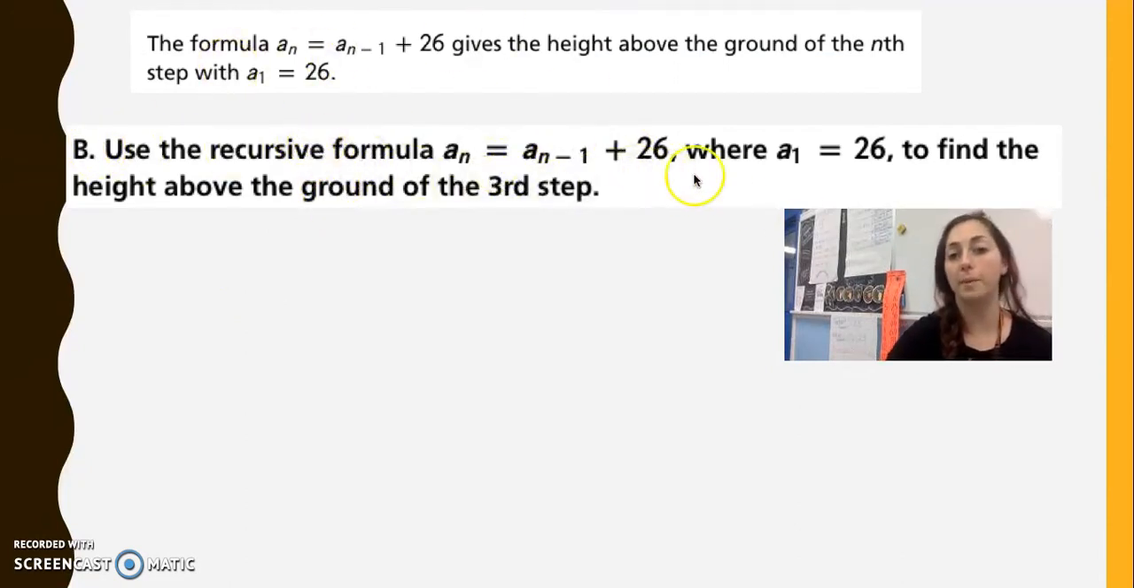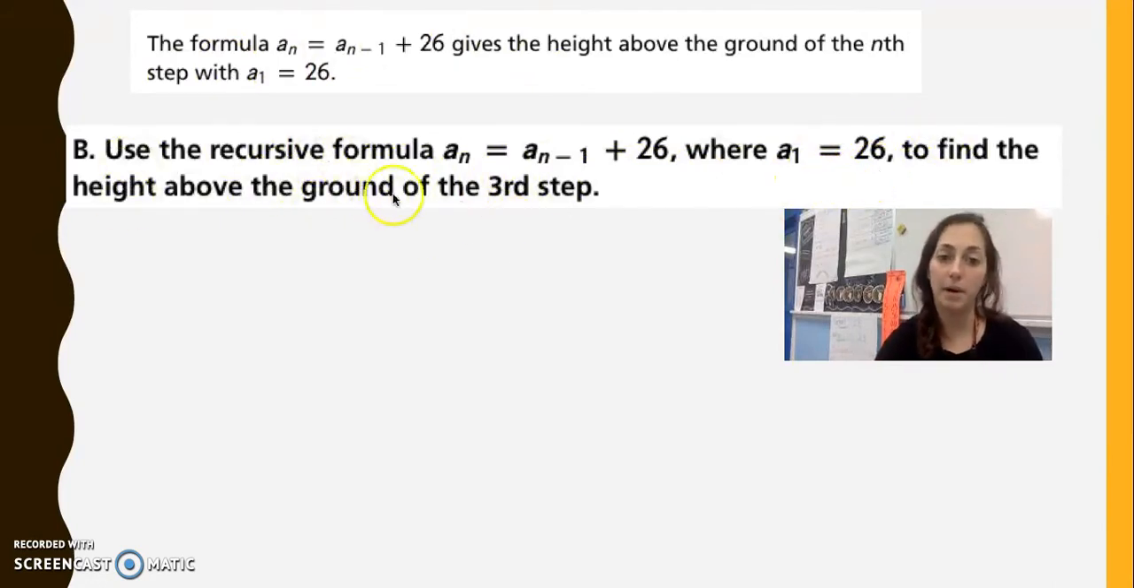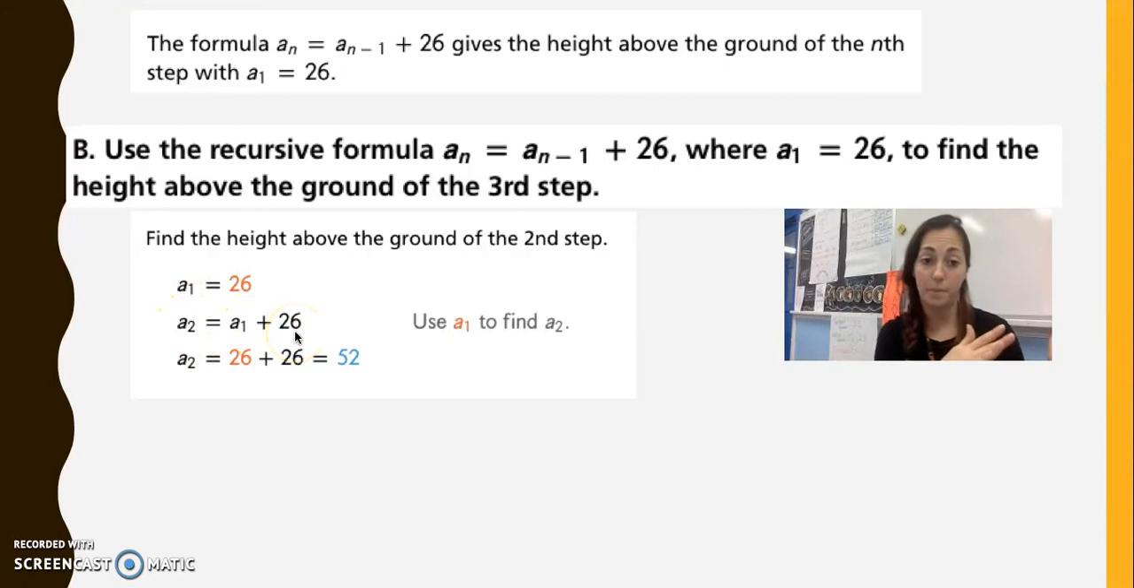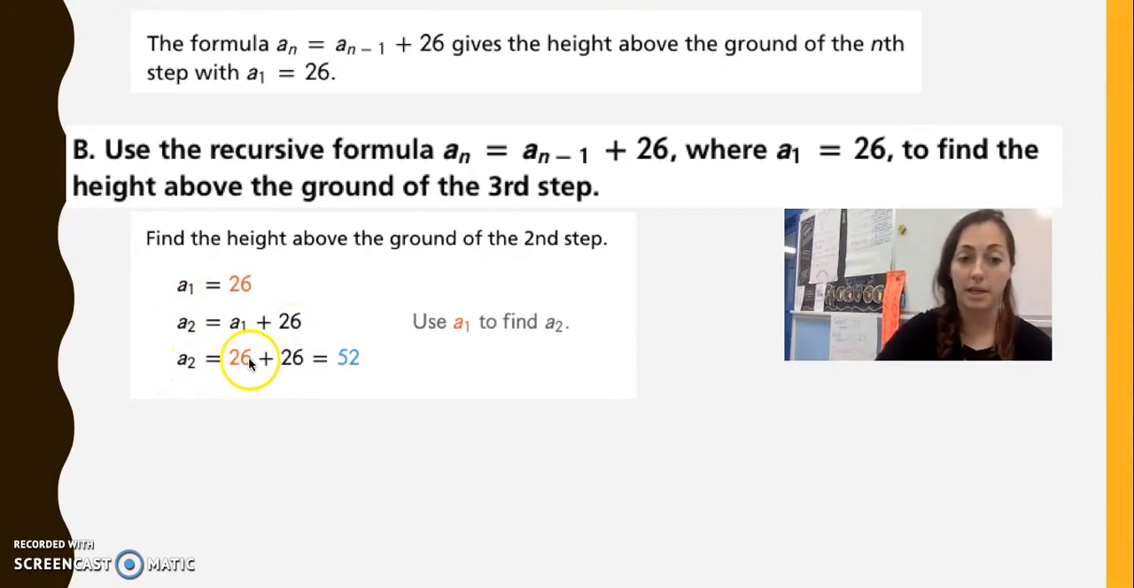You use the recursive formula where a sub 1 equals 26 to find the height above the ground for the third step. Well, first thing is we have to find the second step. So a sub 1 equals 26. That means the second step is the first step plus 26 more. So the second step is 26 plus 26, which is 52. So the first step plus the second step is totally 52.